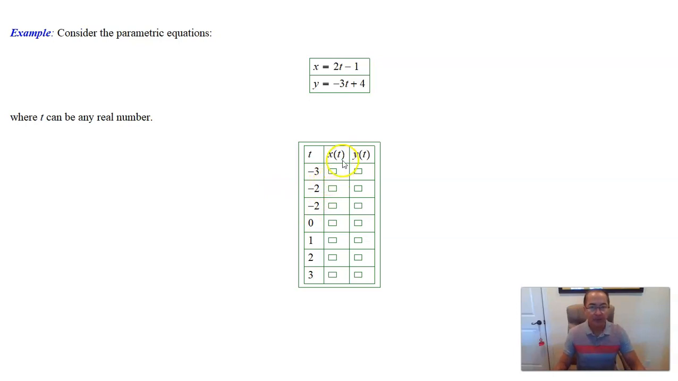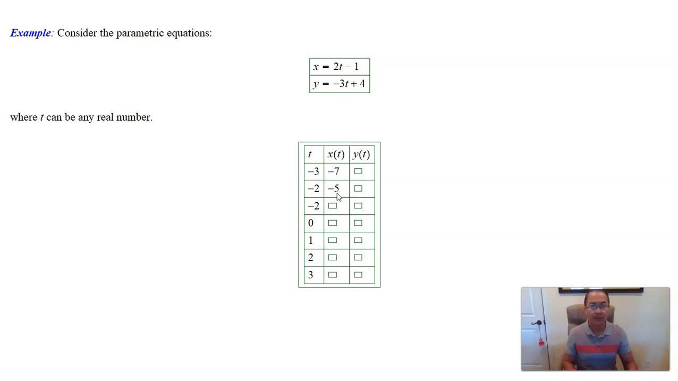Okay, so for me, it's easy to fill up this table just by thinking one column at a time. So focus on 2t minus 1. We're going to plug in these numbers for t. Negative 3 times 2, negative 6 minus 1. So negative 7 goes in there. Negative 2 times 2, negative 4, minus 1, negative 5.